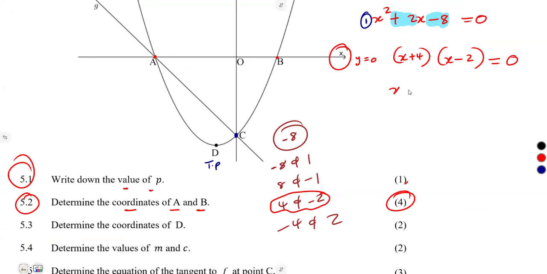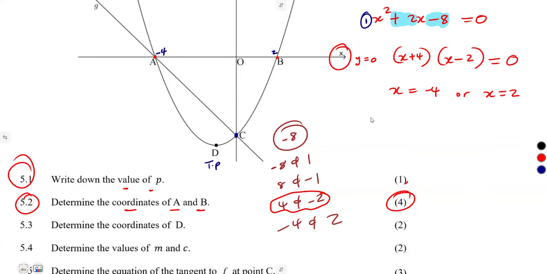So each of these must be equal to 0. So x plus 4 is going to give us x equals negative 4, or x is equal to 2 from the x minus 2, which gives us a positive there. All right, so that is what we have. So from the origin, the negative value is the one affecting the point A, that's at negative 4. B to the positive is the one that is going to be positive 2.